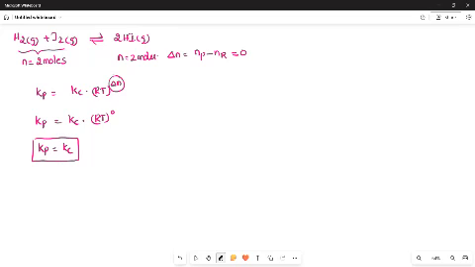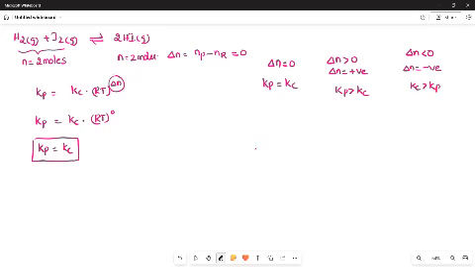So finally, what is our conclusion? If delta n is equal to 0, at that condition Kp is equal to Kc. If delta n is greater than 0, or we can say delta n is positive, at that condition Kp is greater than Kc. If delta n is less than 0, meaning delta n is negative, then Kc is greater than Kp. So this is the final conclusion for the relationship between Kp and Kc.